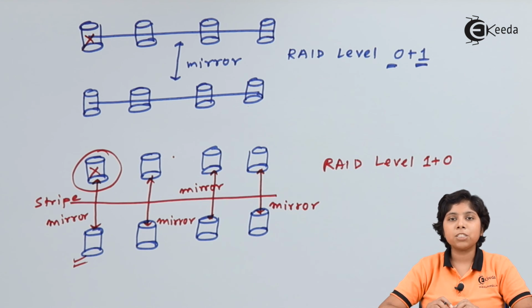So these are the factors we should keep in mind while selecting the level of RAID implementation in a particular system. The type of the system, the nature of the system, as well as what type of access is made to the system, all should be taken care of while we are choosing a particular RAID level implementation. That is all for RAID levels today.